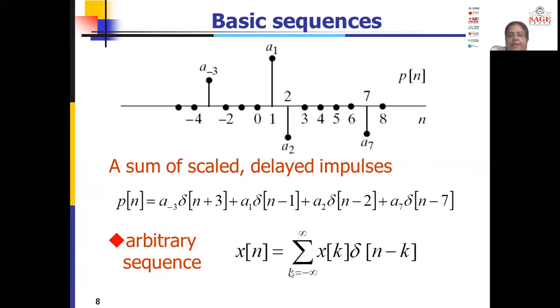So we can write that x[n] is equal to the summation over k, where we have taken an arbitrary integer value k, which ranges from minus infinity to plus infinity, of x[k] delta[n minus k]. This is also known as the convolution of the input with the impulse.